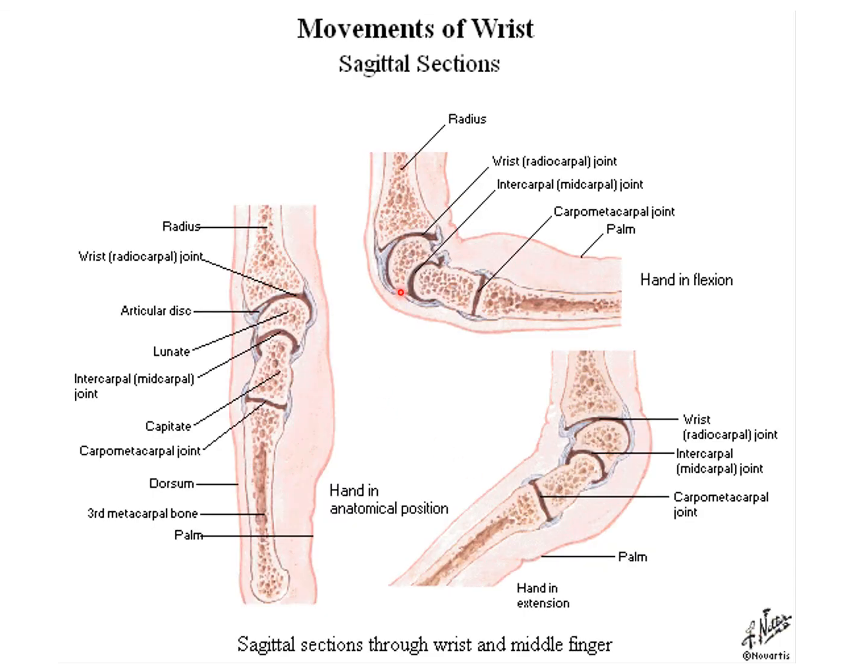Here also we can see the radius, then the lunate, capitate and the metacarpal bone. So here we can see that the radius is connected to the proximal row of the carpal bones, then the distal row of the carpal bones, and then the metacarpal bones. Also you can see the movement; this movement is known as flexion of the wrist as well as the fingers.